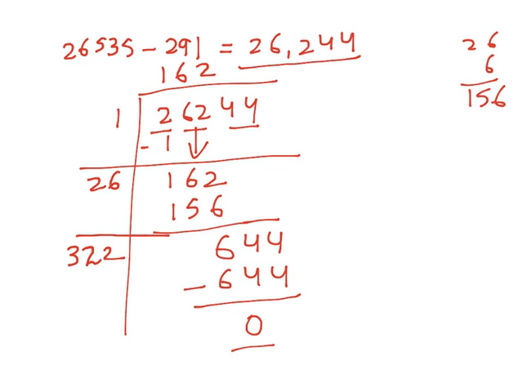So it means the square root of 26244 will be 162. Square root of 26244 is 162.